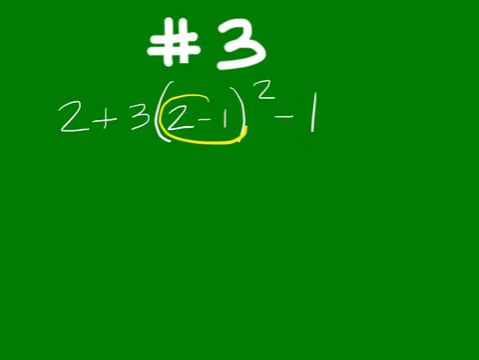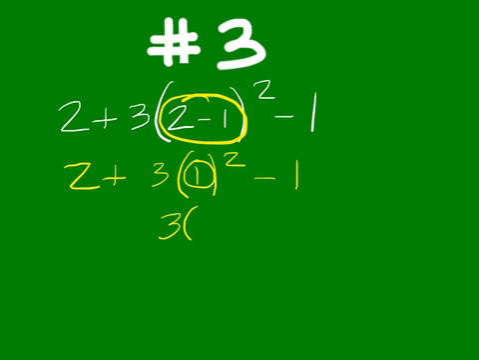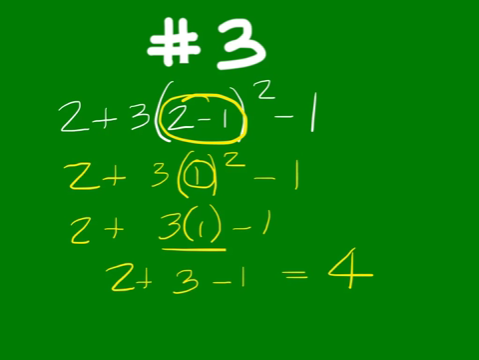You must do 2 minus 1 first. Anything in parentheses you do first. That gives you a 1. Then you have to go back and square the 1. You are not multiplying by 2. Squared means you multiply this number by itself. 1 times 1 is 1. And then you have to do 3 times 1, which is 3. 2 plus 3 is 5, minus 1 is 4.